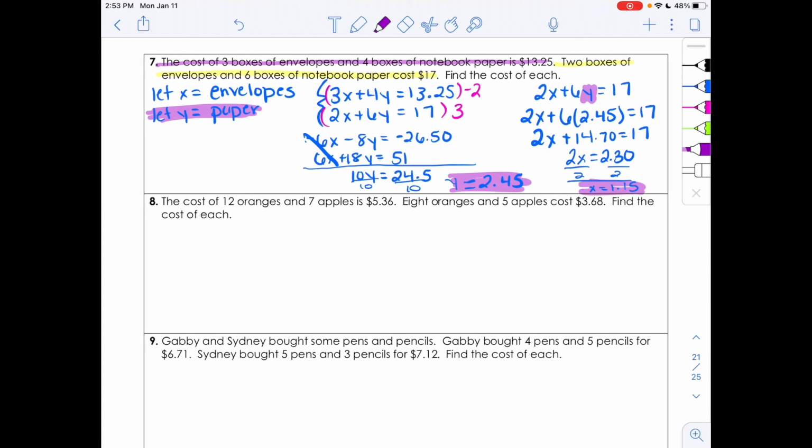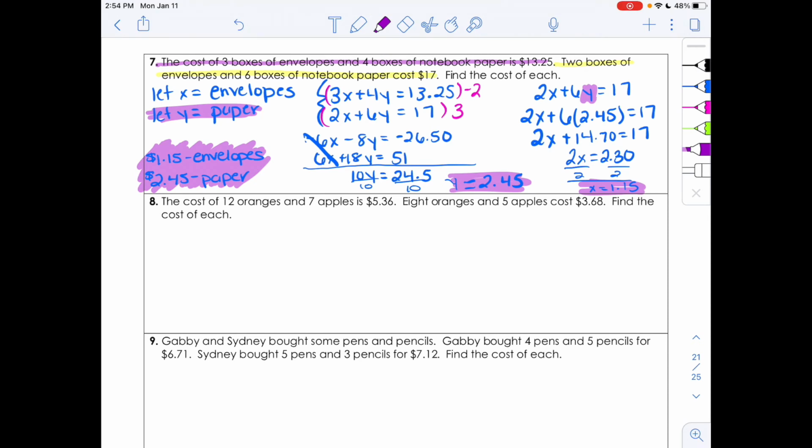So then I can answer the question for each, and we need to make sure that we're specific in our answer. It was $1.15 for envelopes and $2.45 for the paper. So we want to make sure that we're specific in which one is which, not just saying $1.15 and $2.45. You have to specify which one is which.